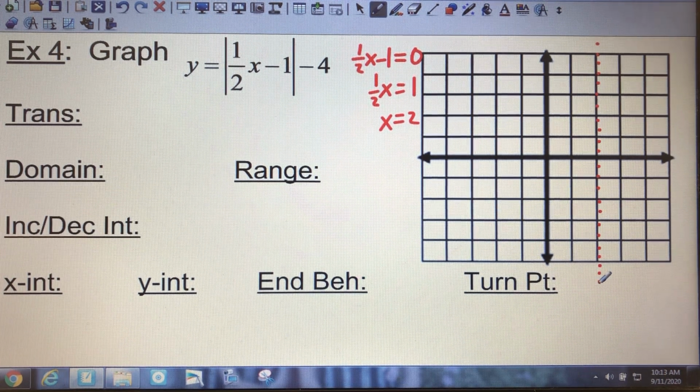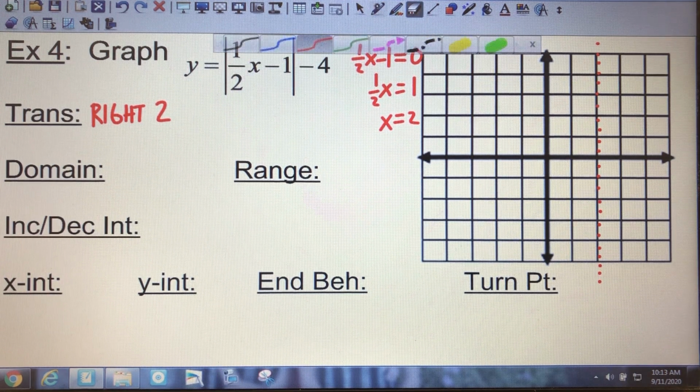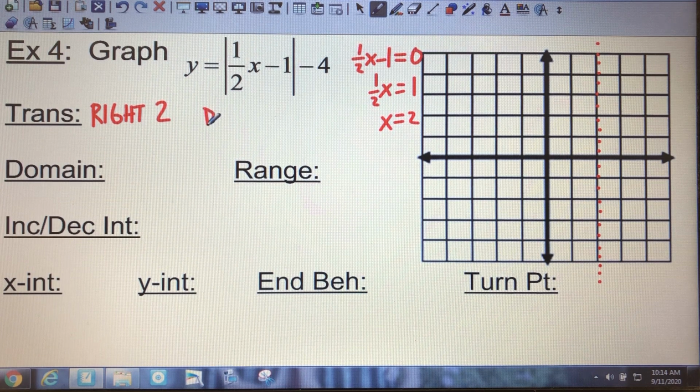That kind of divides the V into 2 parts. So that means we go to the right 2. Now some of you would look at that and say right 1. But again, because of this guy here, that changes. So you gotta be careful. All right, we also go down 4. Okay, and there's going to be one more transformation. We'll talk about that once we look at the graph.